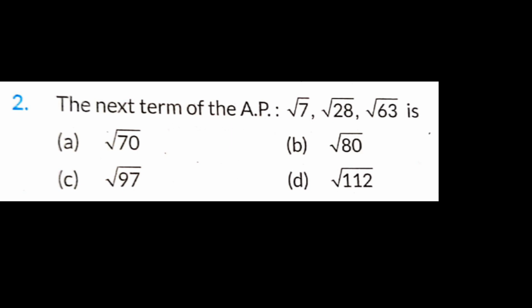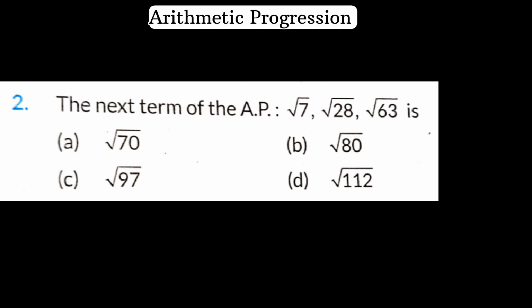Dear student, one question is there on your whiteboard. The next term of an AP root 7, root 28, root 63 is: option A root 70, B root 80, C root 97, D root 112. Everyone pause the video and try to solve it on your own.